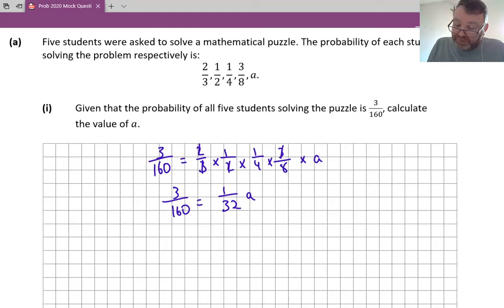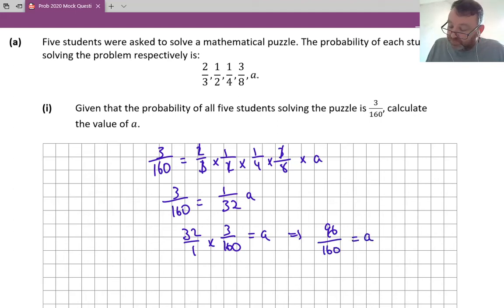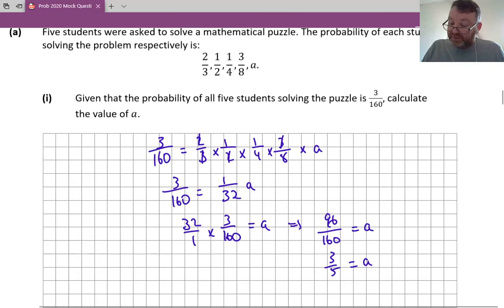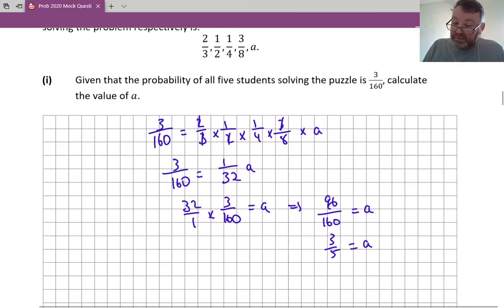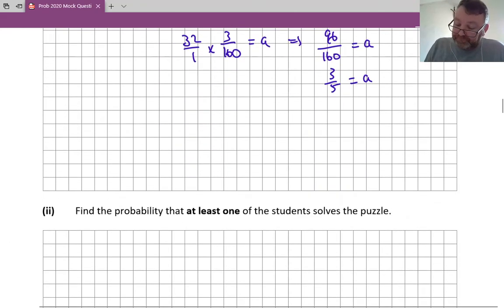Now, bring the 1 over 32 to the other side. It becomes 32 over 1 times 3 over 160 is equal to A. So if we just multiply it out, 96 over 160 is equal to A. And you can break that down into 3/5. 3 over 5 is equal to A. So now we know the probability of A is 3 over 5. Okay. Next part.